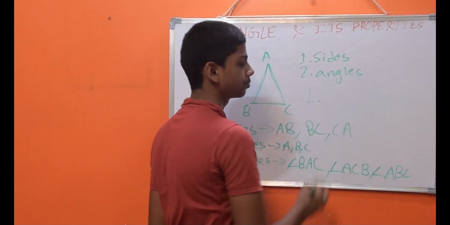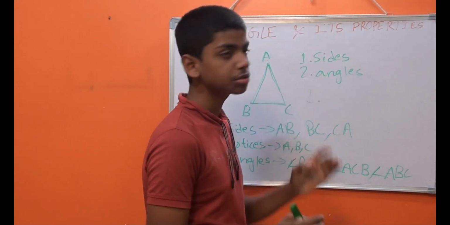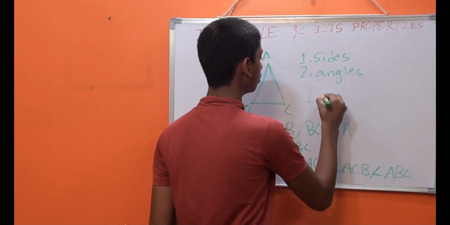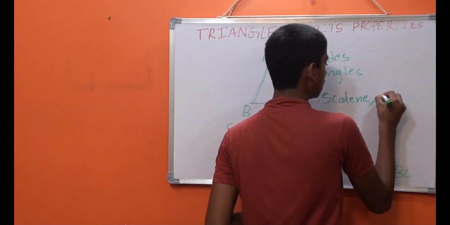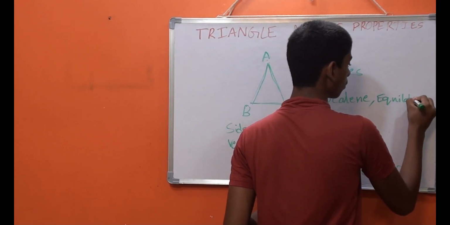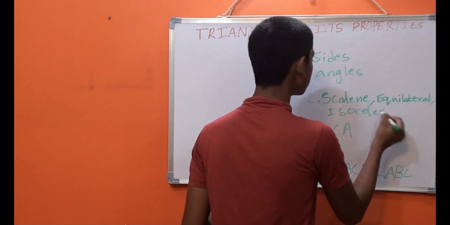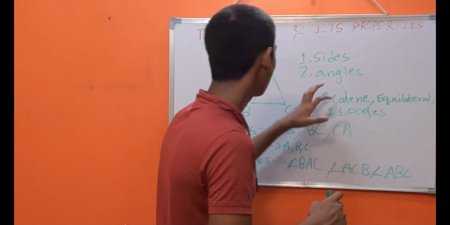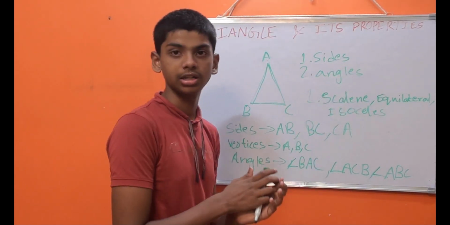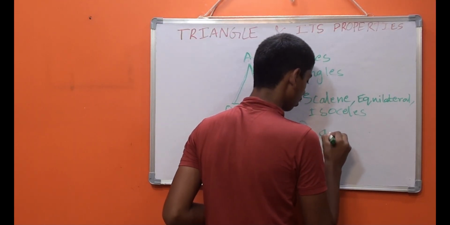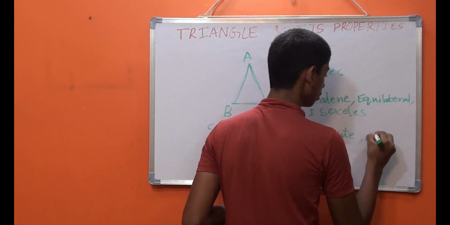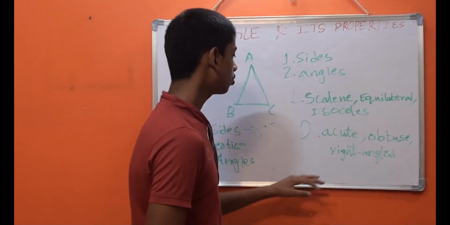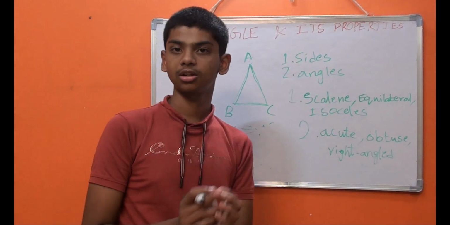First let's see about sides. The triangles which can be classified under sides are scalene triangle, isosceles, equilateral. These are the three triangles which can be classified by sides. Now let's see the triangles which can be classified by angles. We have acute, obtuse and right. These are the three types of triangles which can be classified under angles.